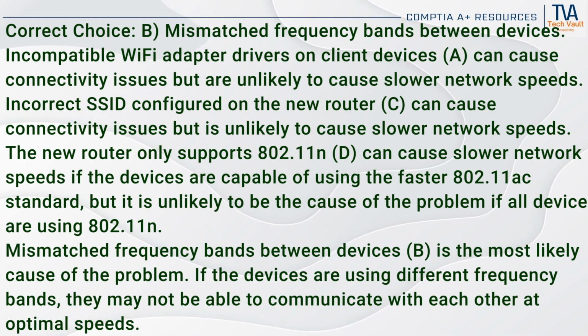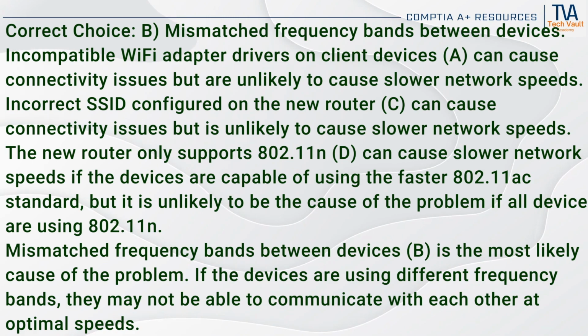Correct choice: B. Mismatched frequency bands between devices. Incompatible Wi-Fi adapter drivers on client devices, A, can cause connectivity issues but are unlikely to cause slower network speeds. Incorrect SSID configured on the new router, C, can cause connectivity issues but is unlikely to cause slower network speeds.